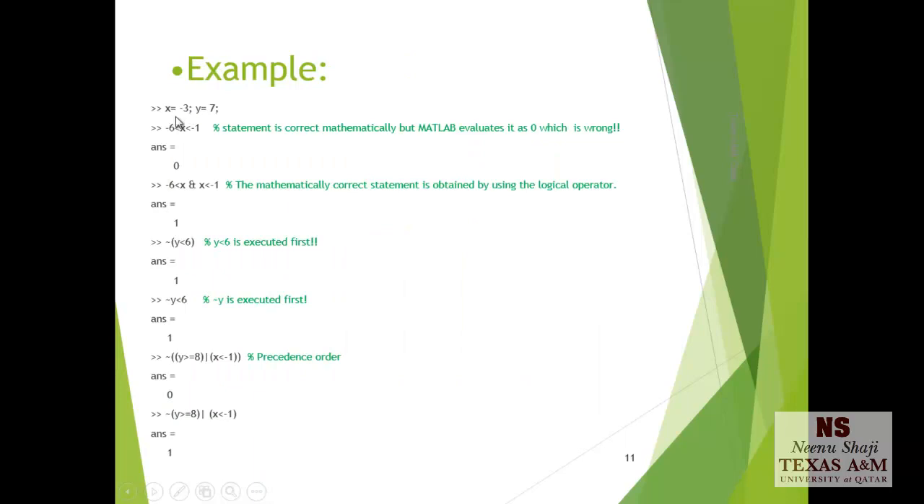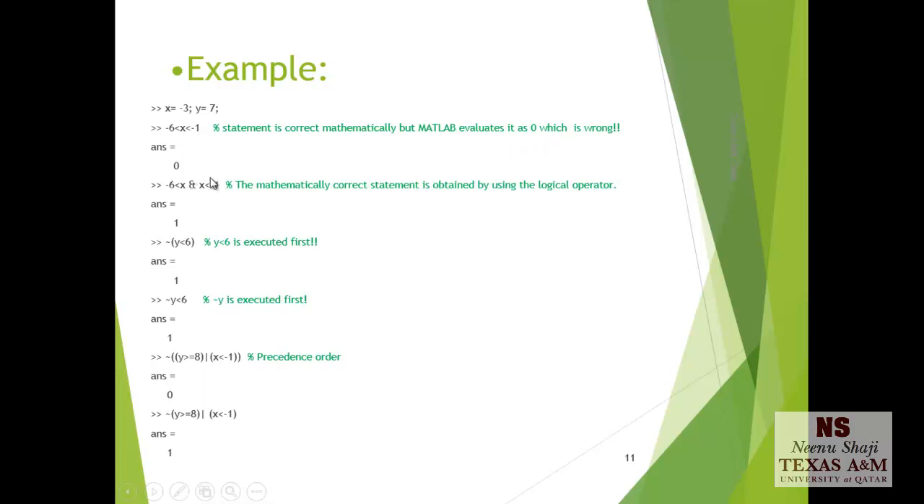Let's look at this example. X has a value of -3 and Y has a value of 7. So -6 less than X less than -1. This statement is correct mathematically, but MATLAB evaluates it as 0, which is wrong. So how do we correct this error?